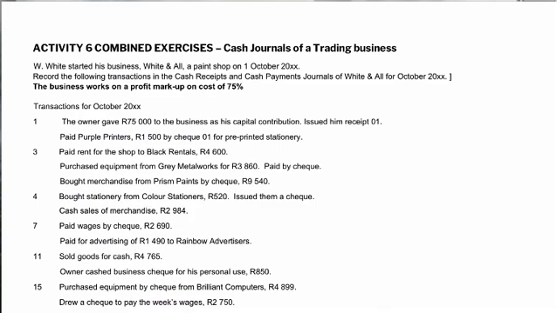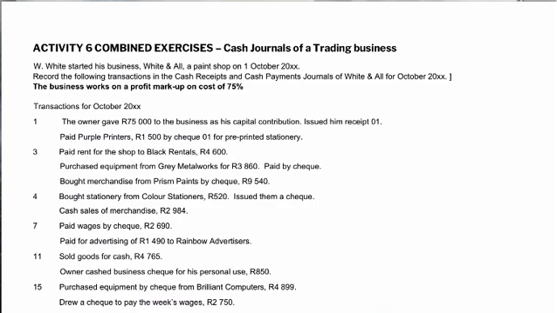Device out, Google Classroom, activity 6 reloaded under the trading business tab, please. So if we have a look, we are looking at the cash journals of a trading business. W. White started his business, White and All, a paint shop, on the 1st of October 2020. Record the following transactions in the cash receipts and cash payments journal of White and All for October 2020.